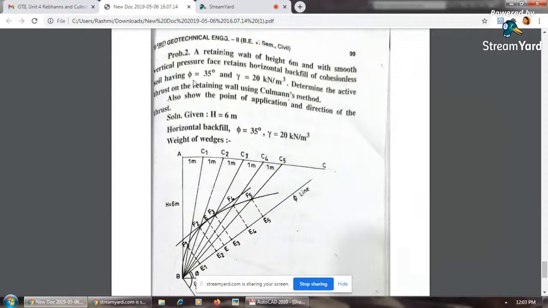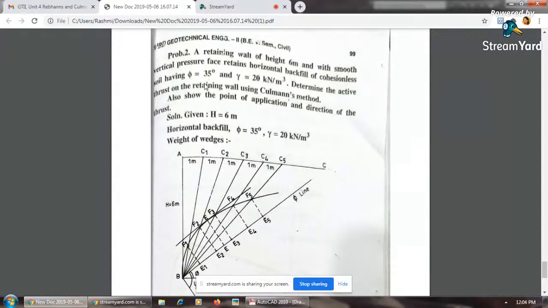So here you have your height as 6 meter, horizontal backfill, that means your backfill is making 90 degree with the vertical. Phi is given to you as 35 degree, gamma equals 20 kilonewton per meter cube. Okay, so this you have to draw.